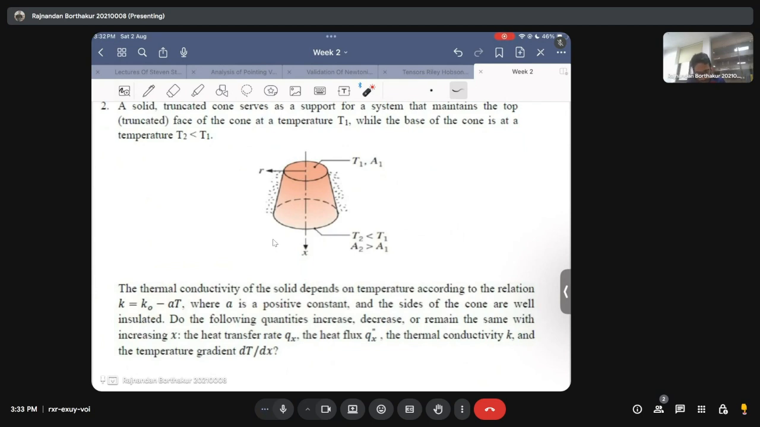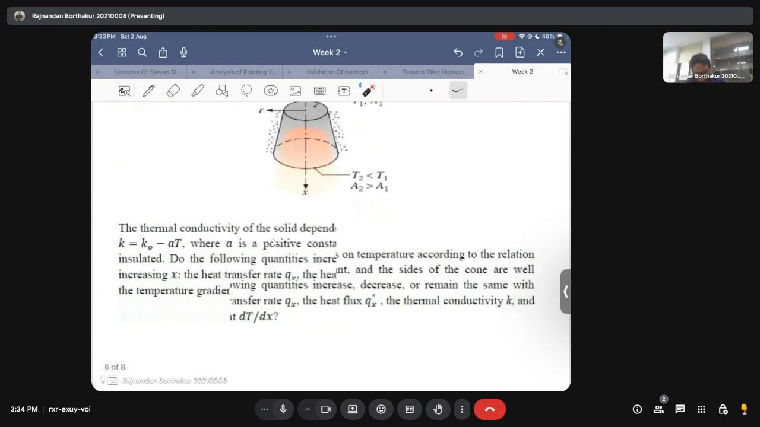All right. Given that, they have said that the sides of the cone are well insulated, which is an indication that your heat transfer is one dimensional, because since these faces are insulated, there is no way heat can pass in this direction, which means the only way heat transfer can take place in this case is in the x direction. Okay. Now, given this scenario, they ask us, do the following quantities increase, decrease, or remain the same with increasing x? Okay.